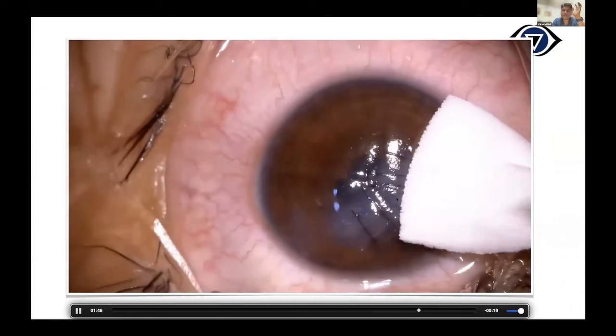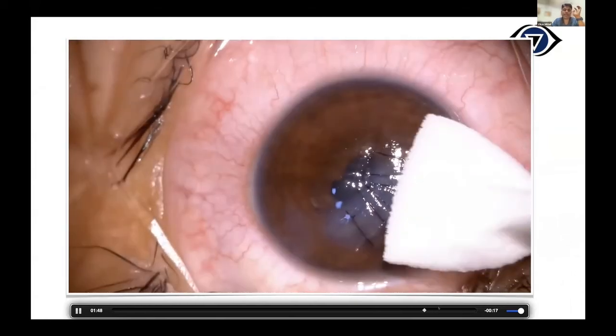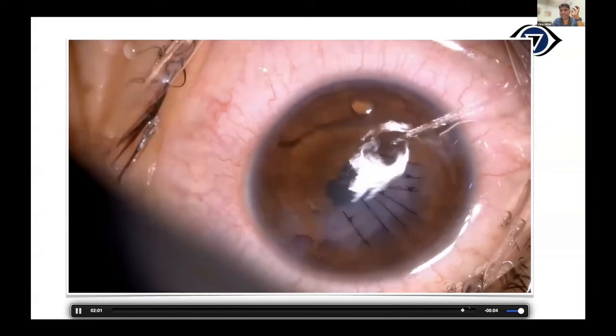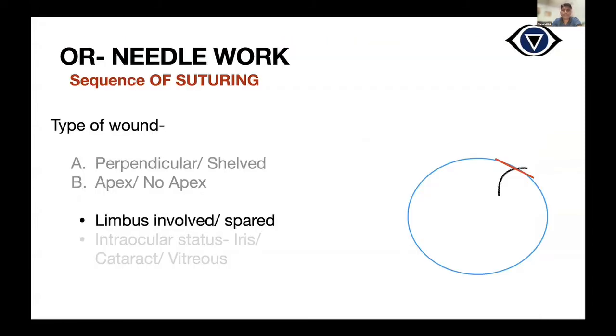Go ahead, remove it and take another suture, and then bury the knots and place a bandage contact lens if you want. I like it because it makes the patient comfortable. So this is how a wound which has an apex is sutured.